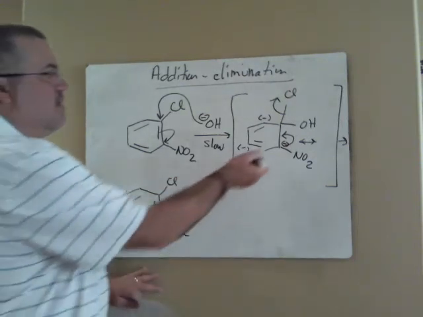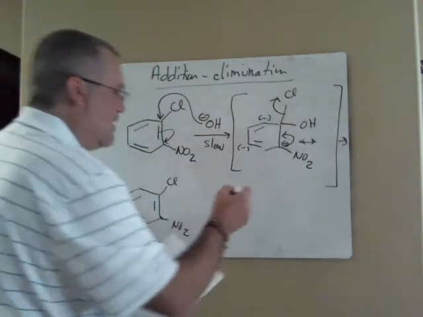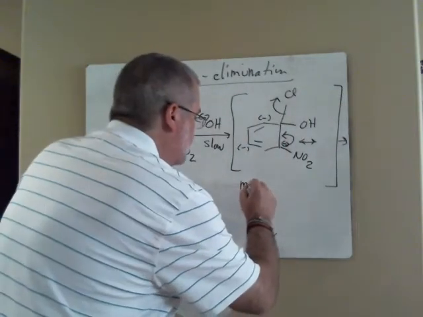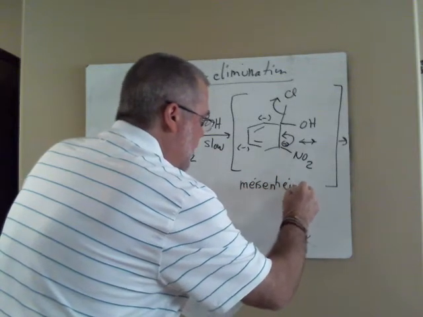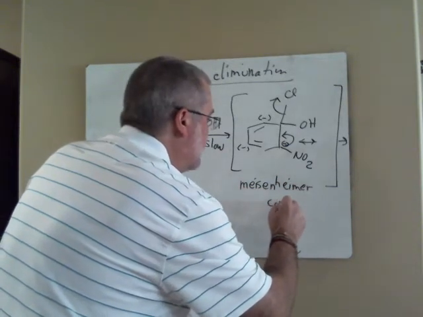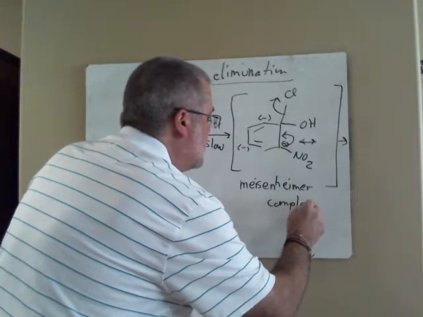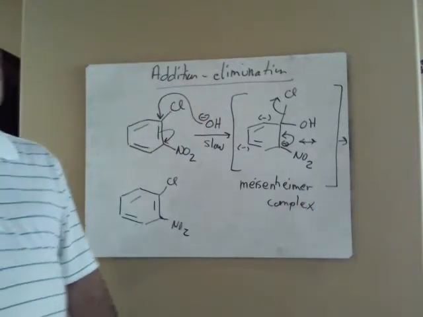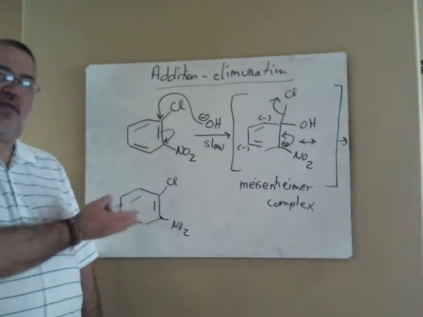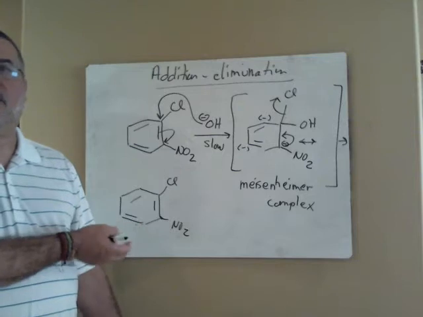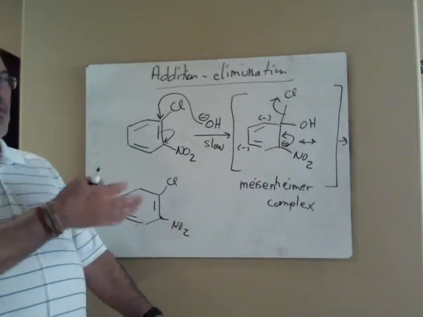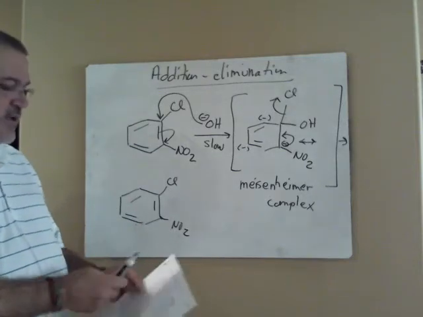And by the way, this intermediate does have a name. It's the Meisenheimer complex. And that's not really important because, you know, they don't name things after people anymore. But just for fun, Meisenheimer is a fun name to say. So you can walk around talking about the Meisenheimer complex.